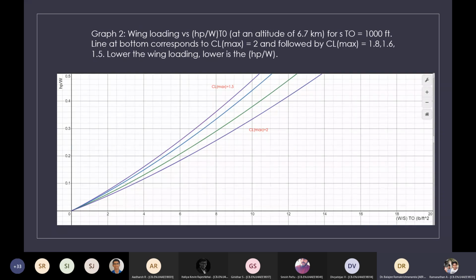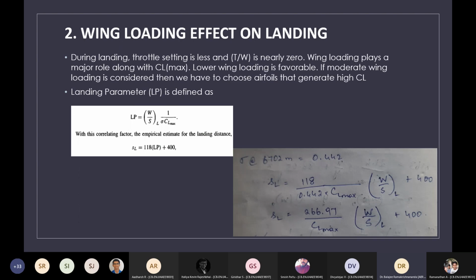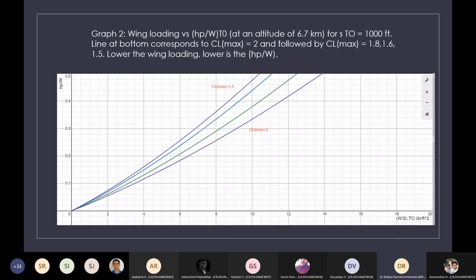This graph is for wing loading versus HP by W for takeoff length 1,000 feet. Why are you plotting inverse PW instead of T by W? Sir, I've told you, for piston type of engines, the plot is between W by S and HP by W, power loading, inverse of power loading, always.